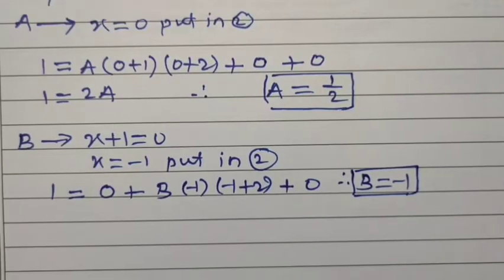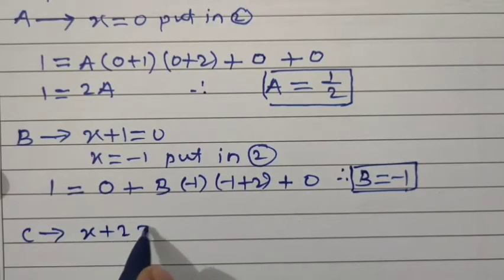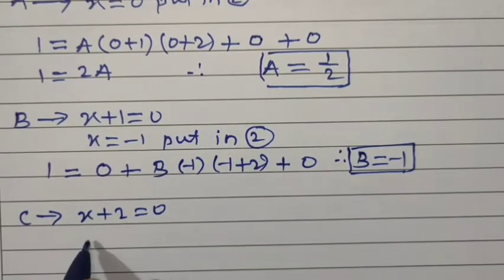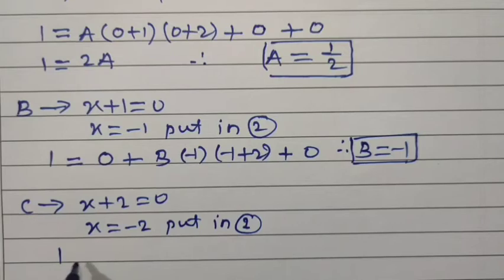Now to find the value of c, the denominator of c is x plus 2. Put x plus 2 equal to 0. That means x is equal to minus 2. We have to put this in equation 2. Okay, left hand side as it is.